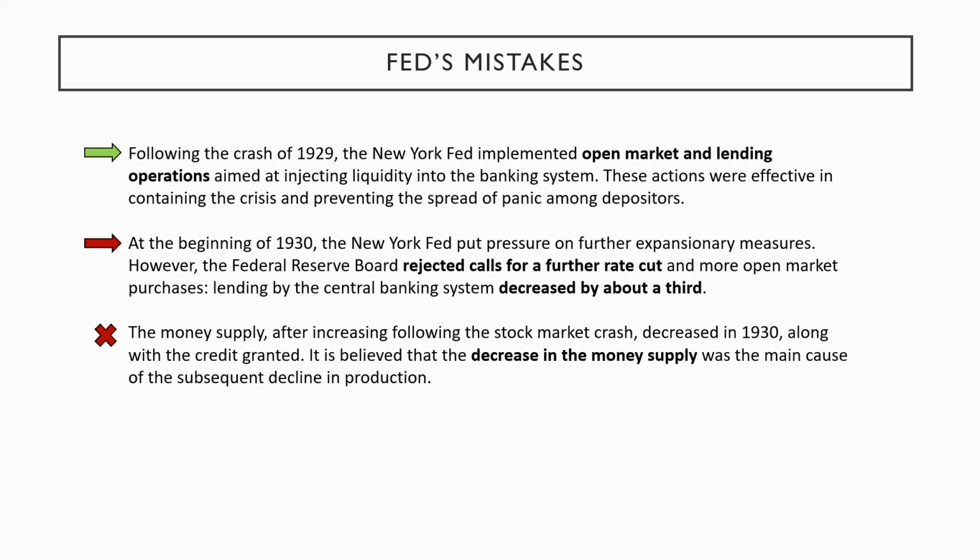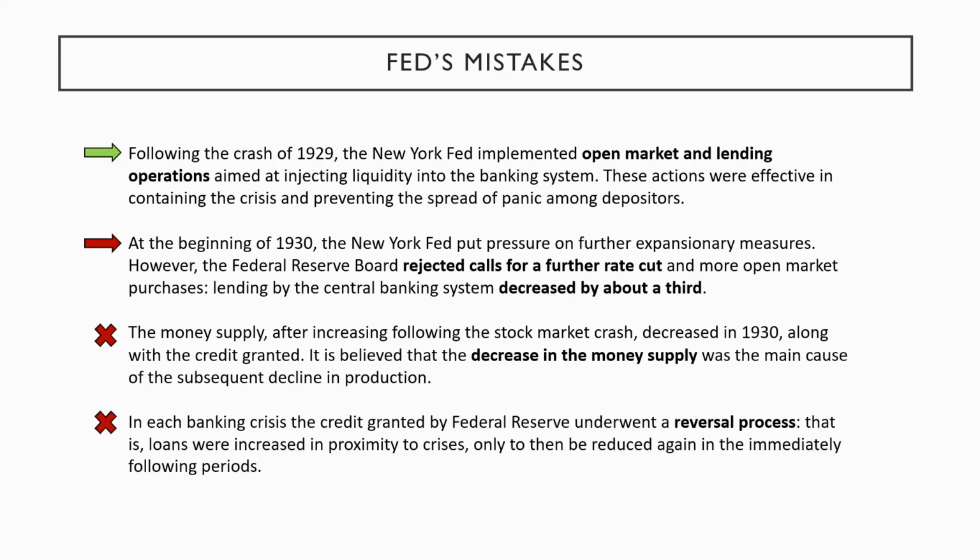As shown before, between 1930 and 1933 there were several waves of banking crises. In the last months of 1930, in September 1931, following the United Kingdom's decision to abandon the gold standard, and in the period between the end of 1932 and the beginning of 1933. In each of these occasions, the credit granted by the Federal Reserve underwent a reversal process, that is, loans were increased in proximity to crisis only to be then reduced again in the immediately following periods.